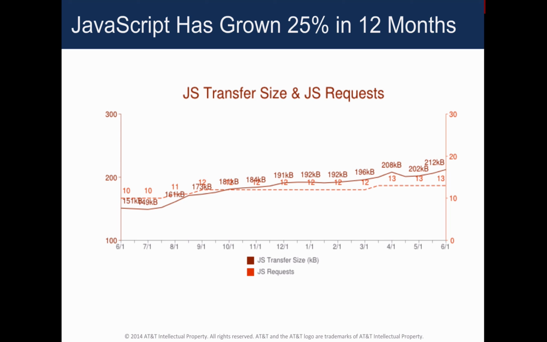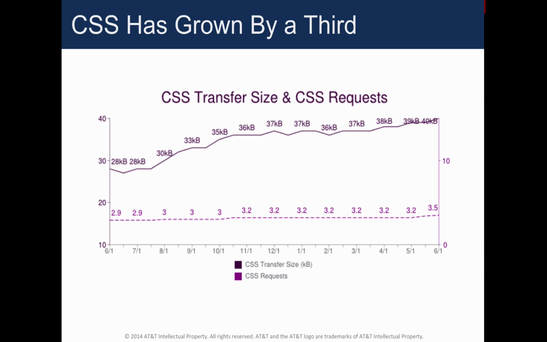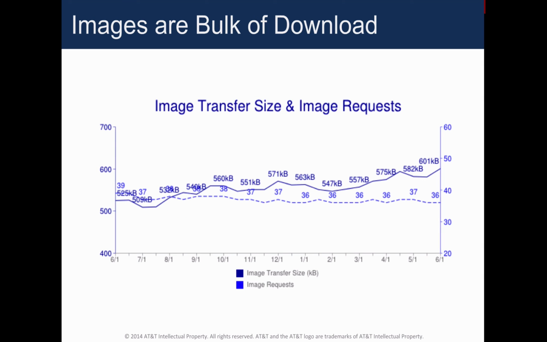But so JavaScript is growing, and JavaScript may or may not be render blocking. But CSS is massively growing, and CSS, where the media queries apply, is a blocking resource. So this will delay the rendering of the page and give people a worse experience. Images, as ever with most pages, are the bulk of our downloads, and they are growing.